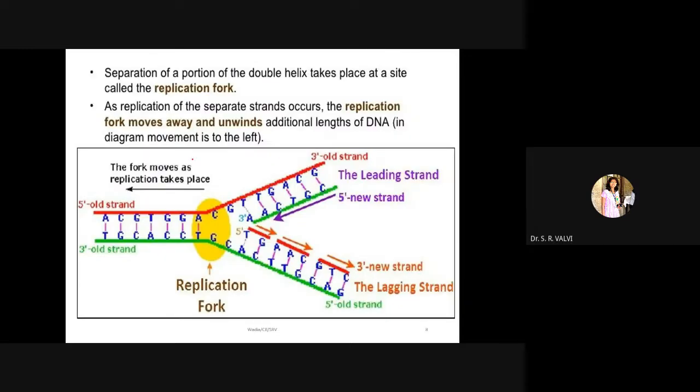Now, here you can see the separation of a portion of the double helix takes place at a site called the replication fork, right? Here, this is the yellow colored image I have given. So this yellow colored portion is called what? This is the replication fork, right? As the replication of the separate strands occurs, the replication fork moves away and unwinds an additional length of DNA. So as this moves, it will unwind. Unwind means it will separate.